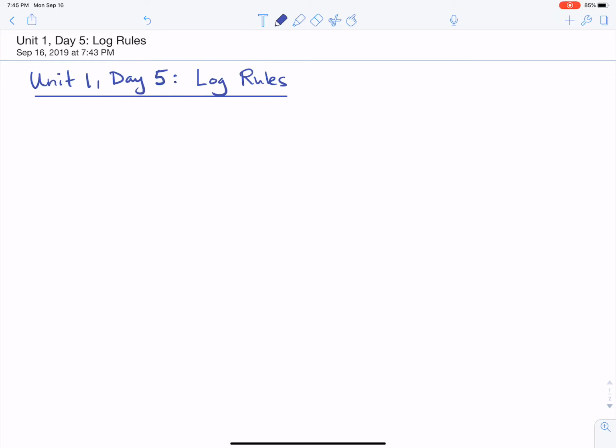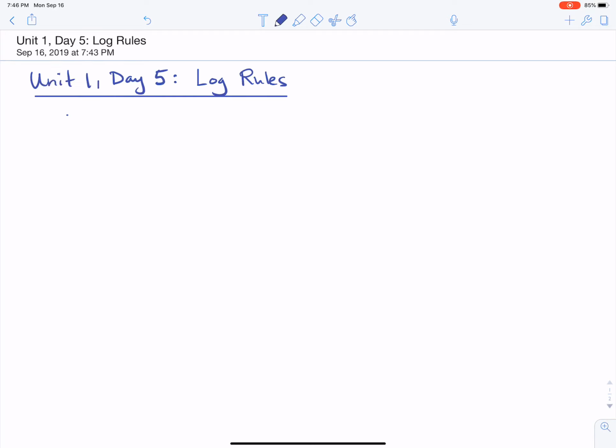Okay, so we talked about the basic properties of logarithms. We talked about how to use the definition of a logarithm, but there are a few more rules that we're going to talk about before we can actually use logs to help us solve problems. And these, again, are all things we talked about in Math 3. So here are the 3 rules.